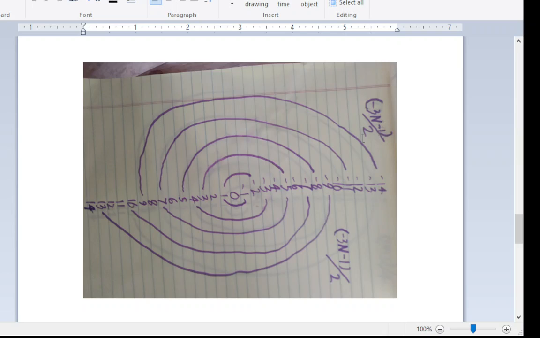3n minus 1 divided by 2 is on this side, and then 3n minus 1 is on the negative half. And I didn't get to show 11, but it goes to 16, and then that drops down to 1. Oh, that's 10.